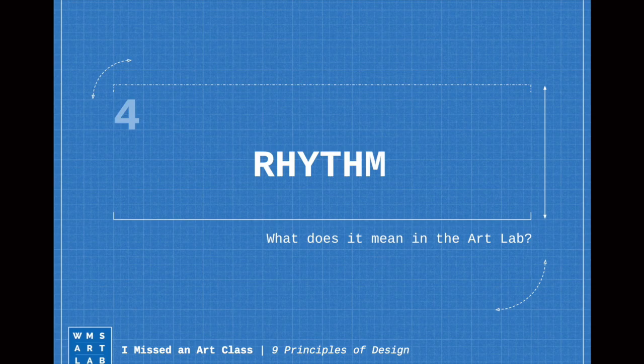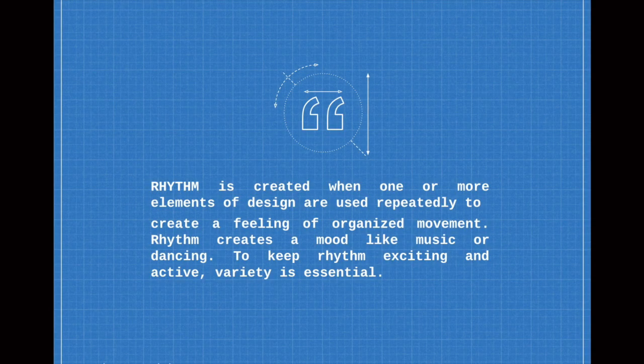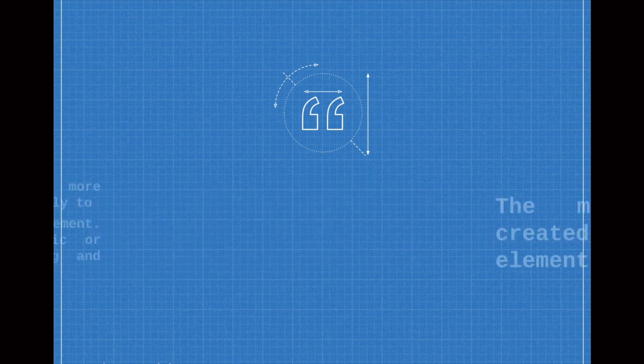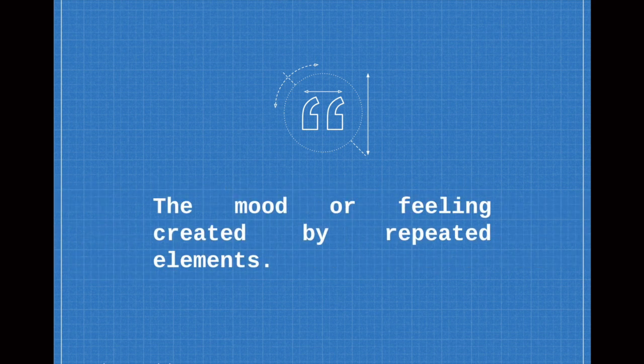Next we talked about rhythm. Rhythm is created when one or more elements of design are used repeatedly to create a feeling of organized movement. Rhythm creates a mood, like music or dancing. To keep the rhythm exciting and active, variety is essential. And we said, rhythm's when it's that mood or feeling created by repeated elements.